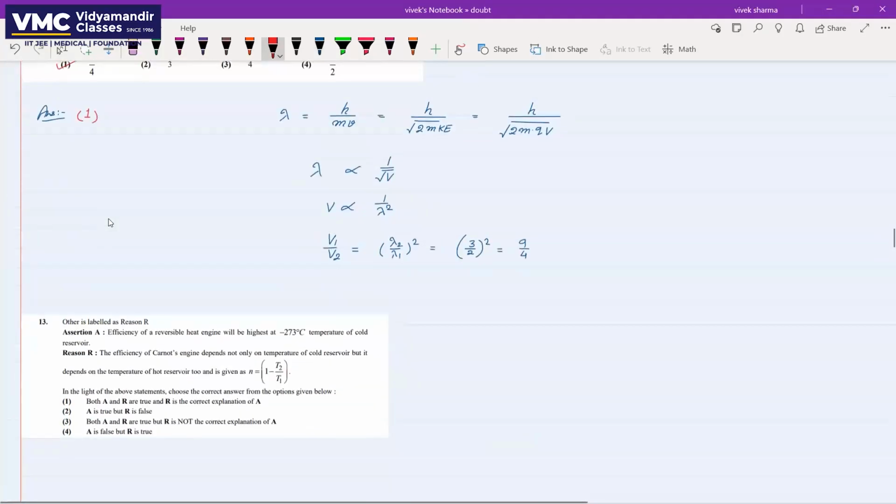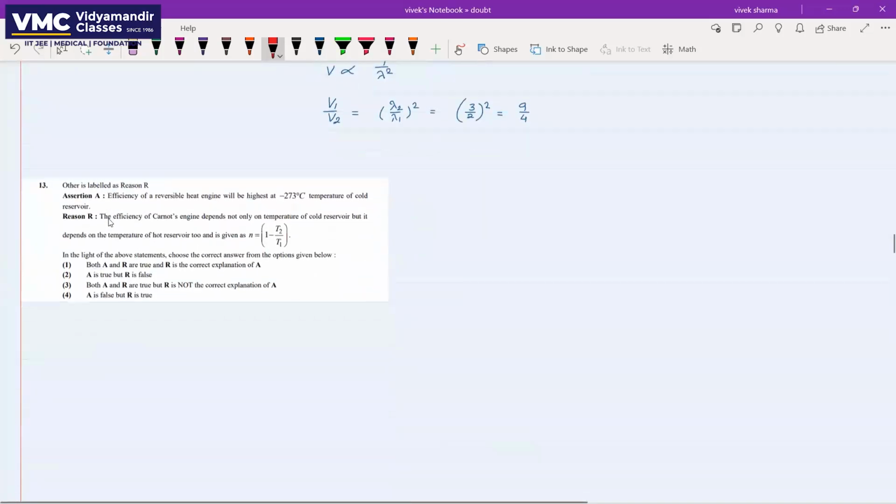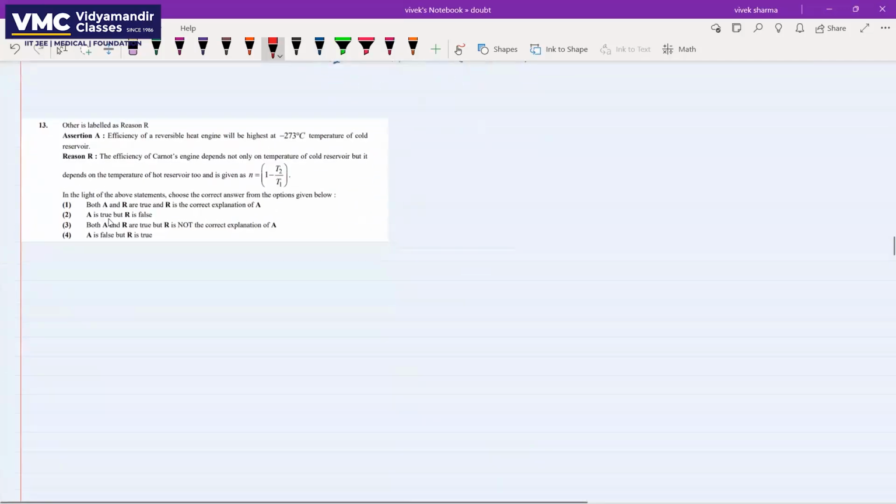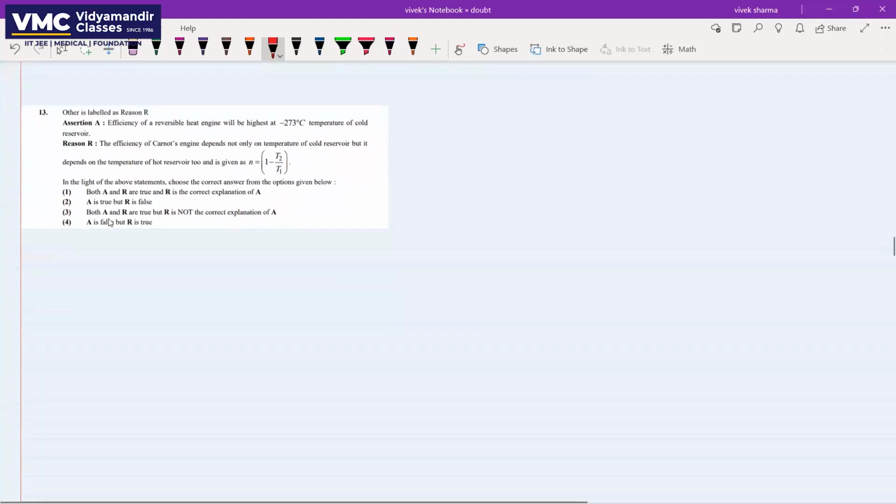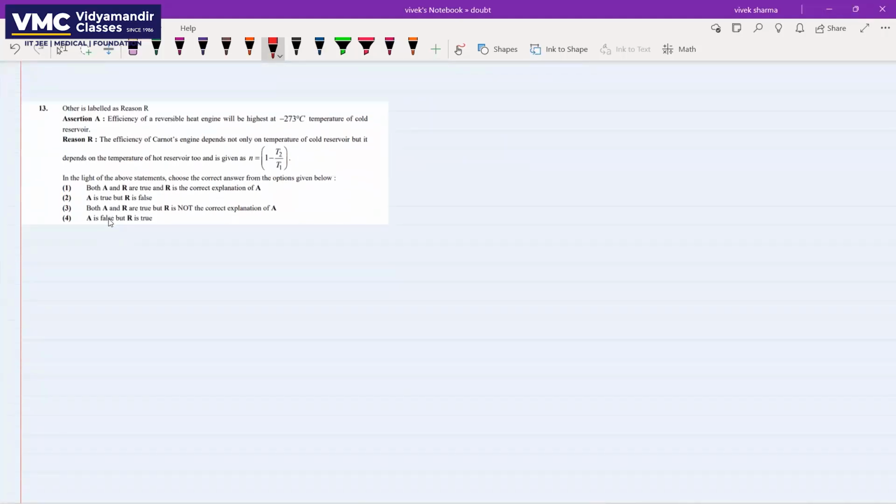Moving to question number 13. Question number 13 is again a conceptual question. Efficiency of a reversible heat engine will be highest at minus 273 degrees centigrade temperature of cold reservoir. As we know, the relation of efficiency is 1 minus T2 upon T1. T2 is the temperature of the cold reservoir. So if its temperature is minus 273 degrees or 0 Kelvin, T2 is 0 and the efficiency will become 1.